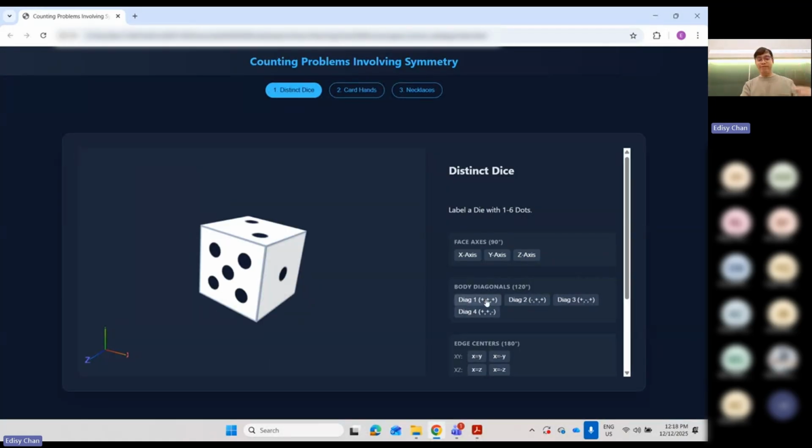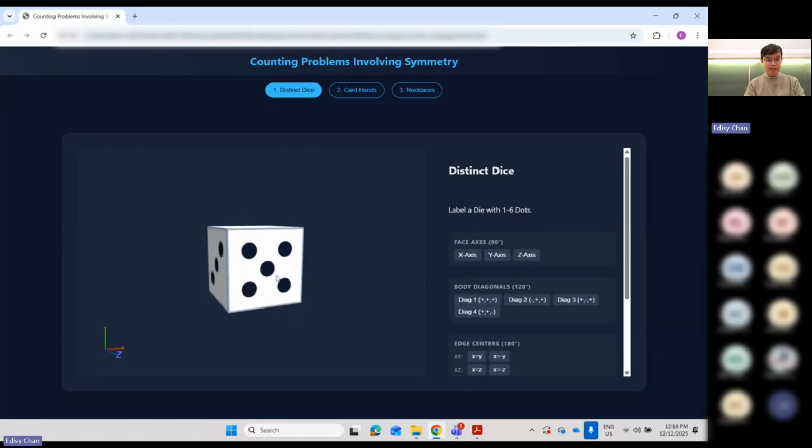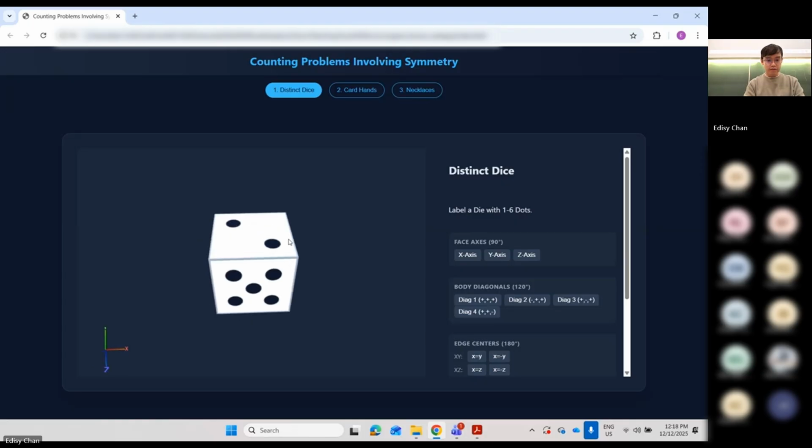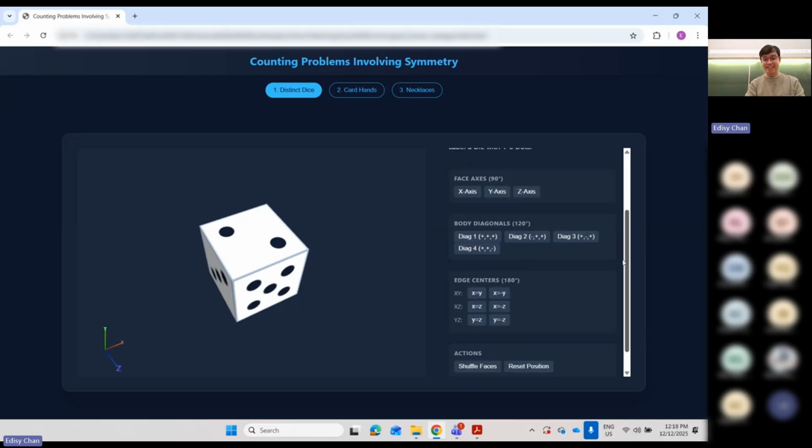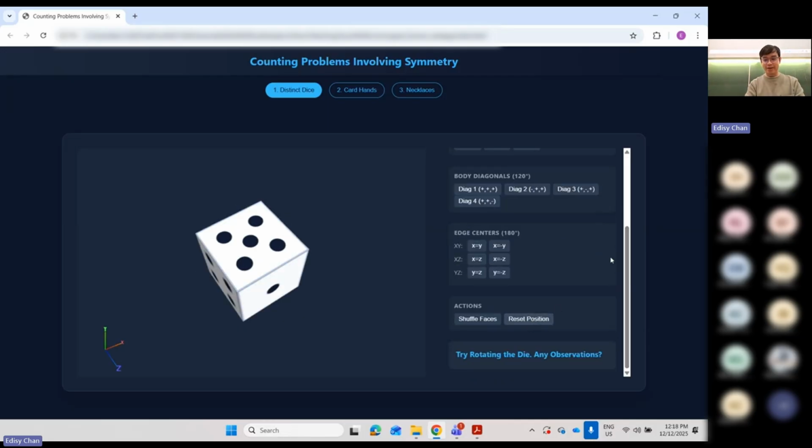So for the diagonal, let me put it in this way. For the diagonal rotations, we have 1, 2, 3. Get back, right? See that? Don't see this. All right, let me just show you again.